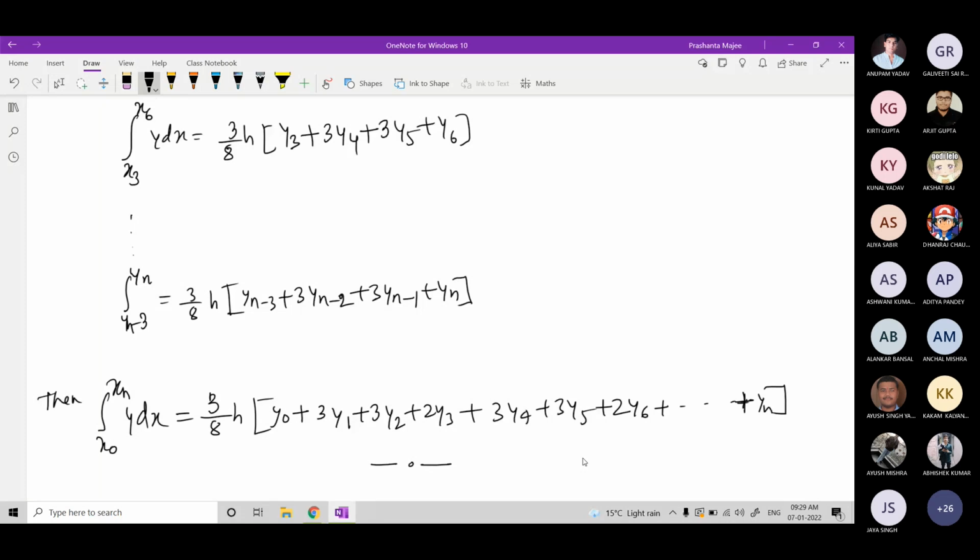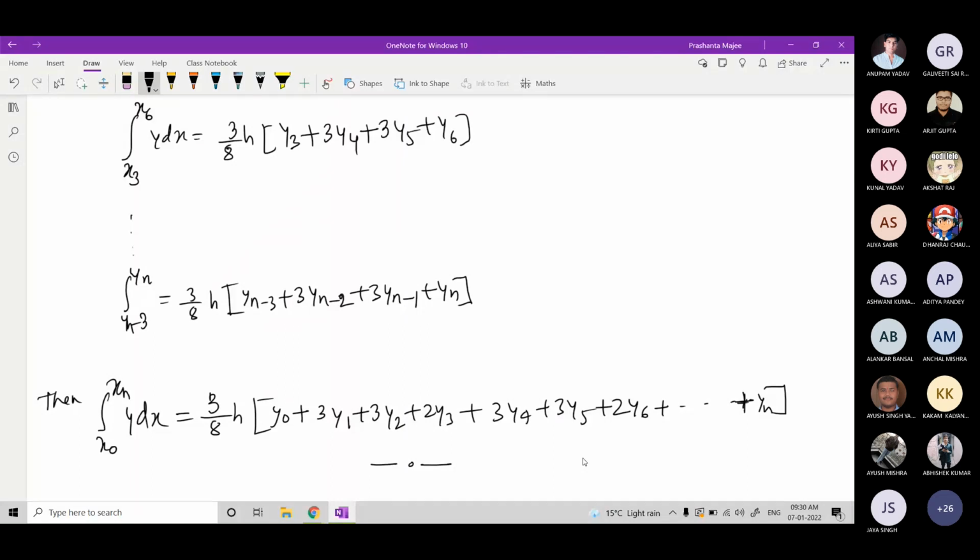No, you will be putting n equals 4. So for n equals 4, there will be 5 data points at a time, and you will get the formula for Boole's rule. What other rule? You will have to put n equals 6, not 5. 5 is skipped. So you will have to consider 7 data points at a time. If you consider 7 data points at a time, you will end up with Weddle's rule.